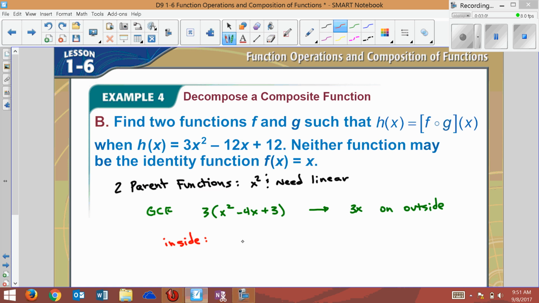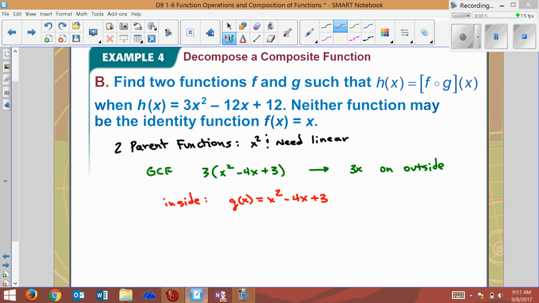Inside, again, is g of x. So g of x would equal x squared minus 4x plus 3. The outside is f of x, which is 3 times x. These would be my two equations.